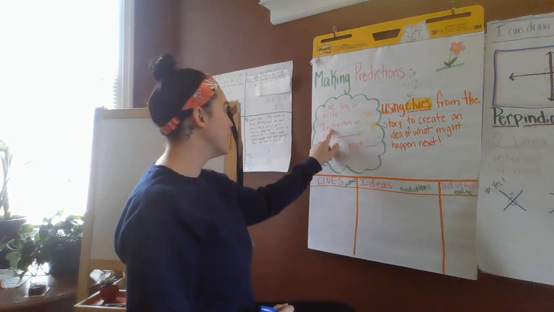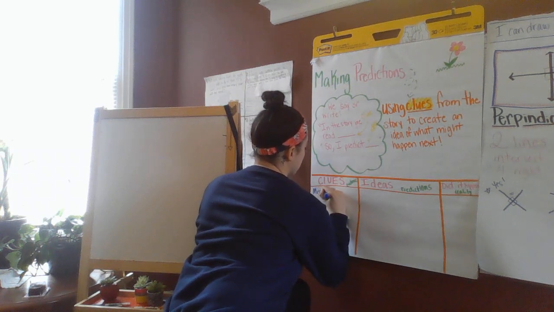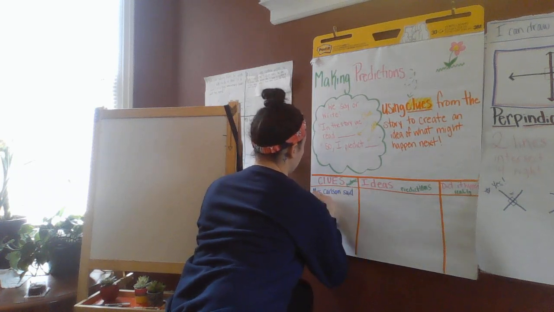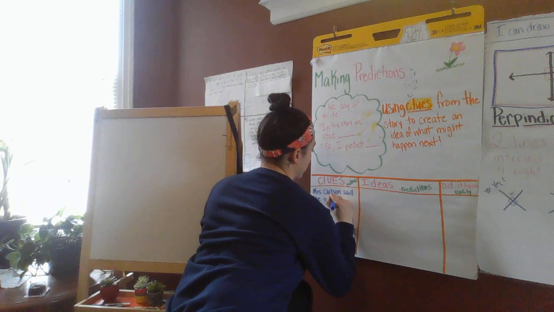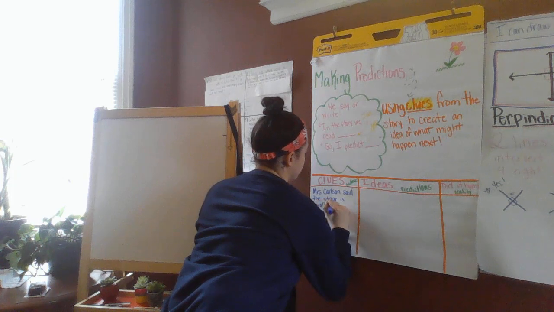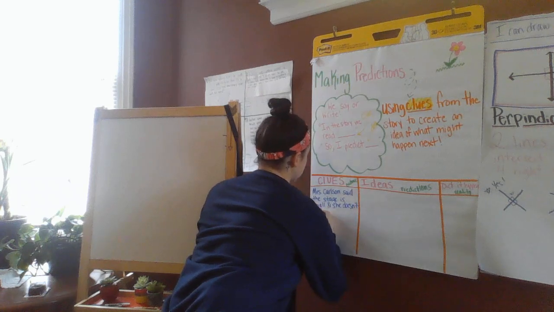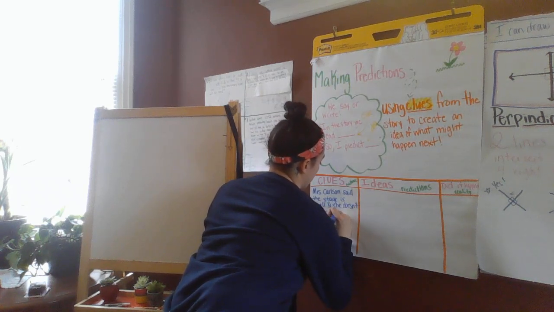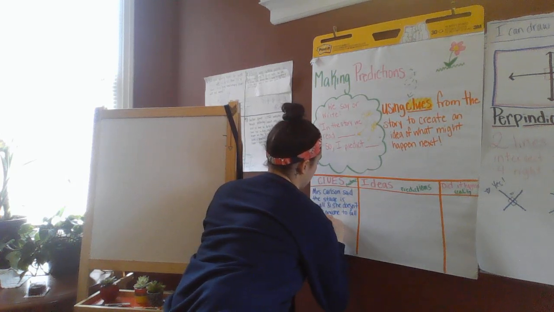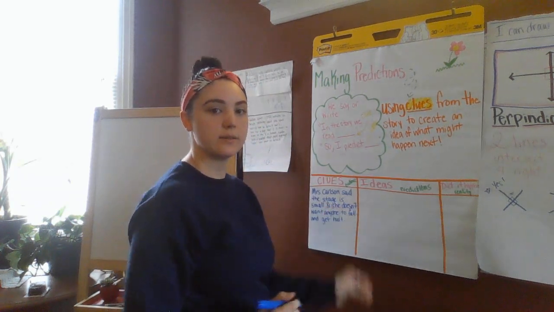So my evidence from the text. In the story we read, Mrs. Carlson said the stage is small and she doesn't want anyone to fall and get hurt. So that is my evidence from the text.